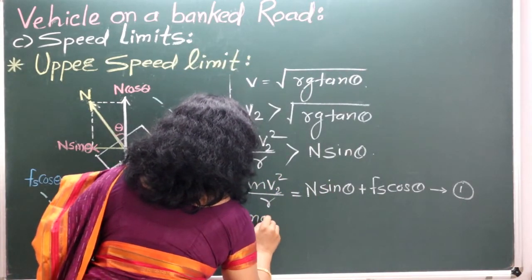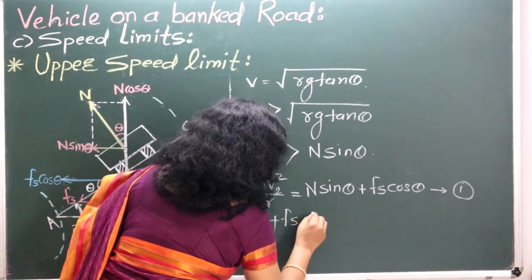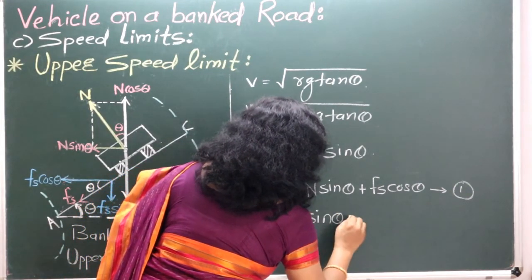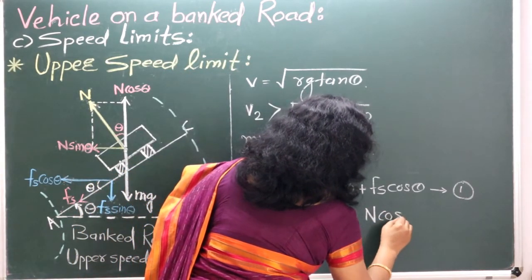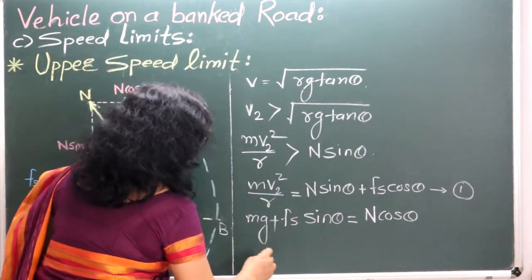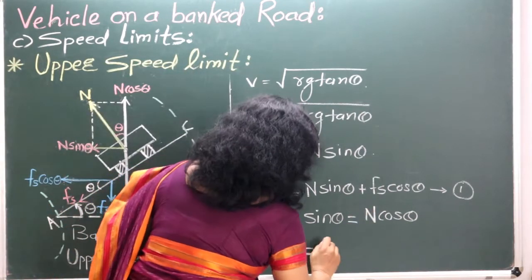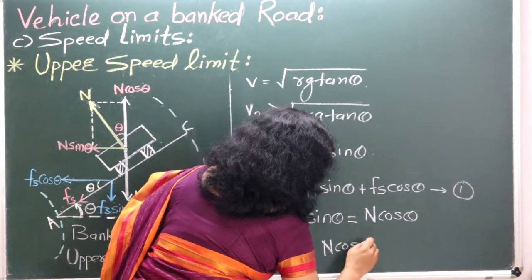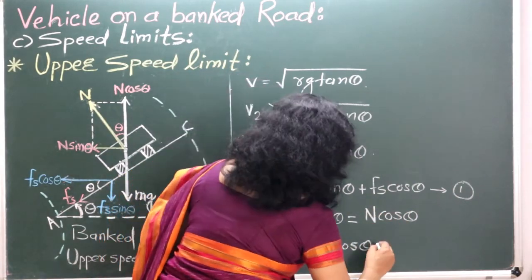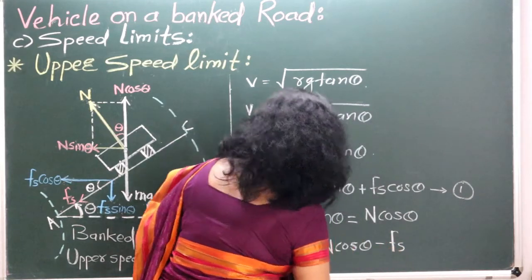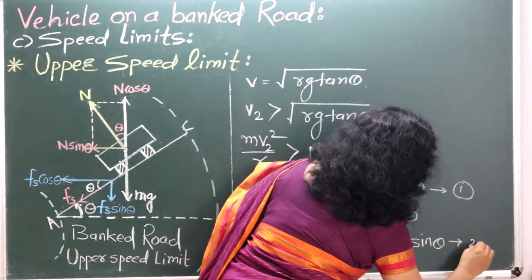mg plus Fs sin theta equal to N cos theta. Rearrange this equation, that is here only mg equal to this N cos theta as it is, and this Fs sin theta goes towards the right side. We can write minus Fs sin theta, that is equation number second.